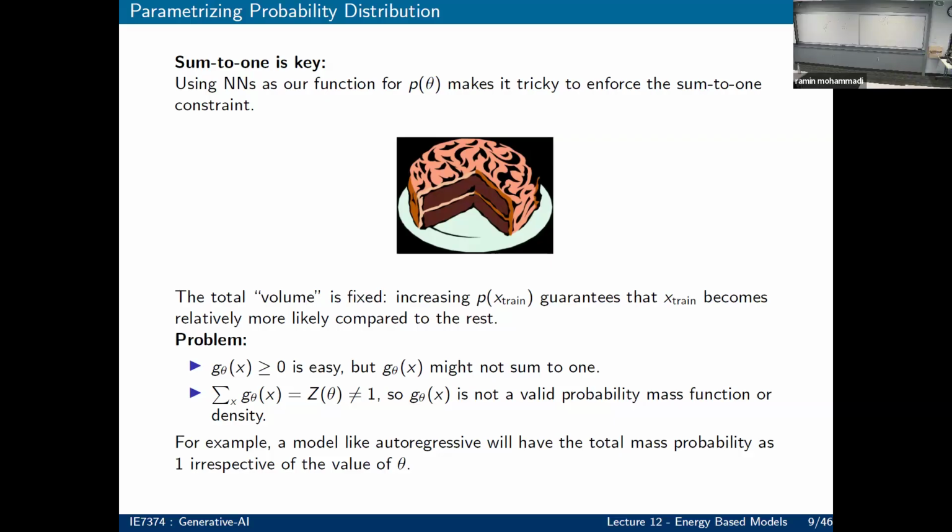One simple example of this you can think of is softmax. We will see that softmax is technically an energy-based function, which guarantees that if the probability of one goes up, the probability of the rest will go down.